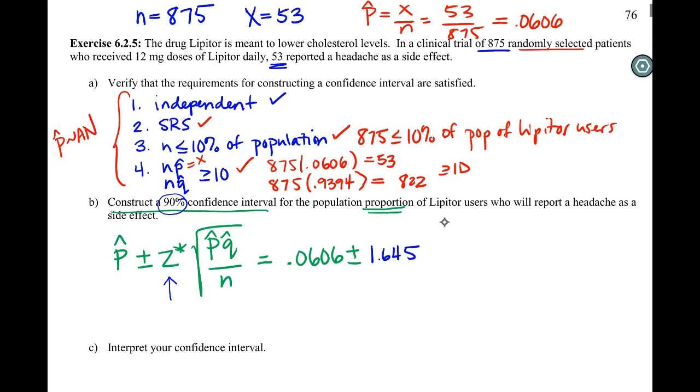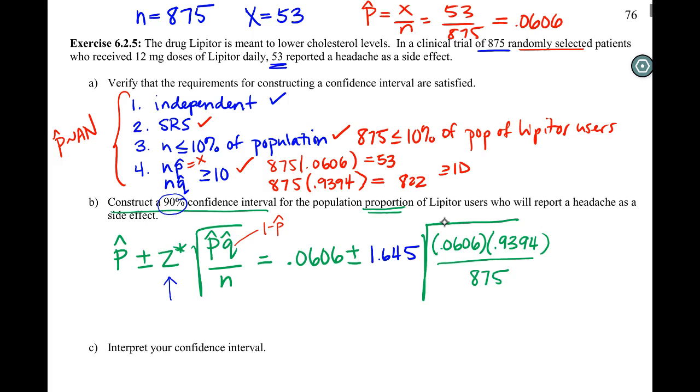And then our standard error is our estimate of the standard deviation using our p-hat. Since we happened to actually check to make sure our requirements are verified, we know our q-hat is 0.9394. Remember, this q-hat is just 1 minus our p-hat. And this is all over our n of 875. So if you're doing this by hand, here's where I'm going to screw up all those people who skip to try to do the calculator shortcut.